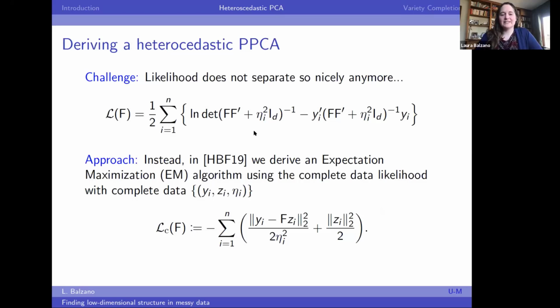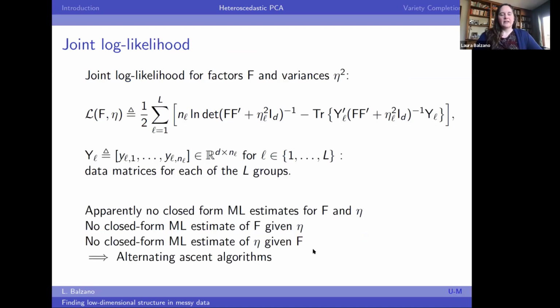The challenge is the likelihood does not separate in the same way that it did for homoskedastic PPCA. And so we derived an EM algorithm to estimate F, the noise variances, and also the weight vector Zi. Okay. So I want to get to this last part of my talk on variety completion, so I'm not going to go as carefully through this part.